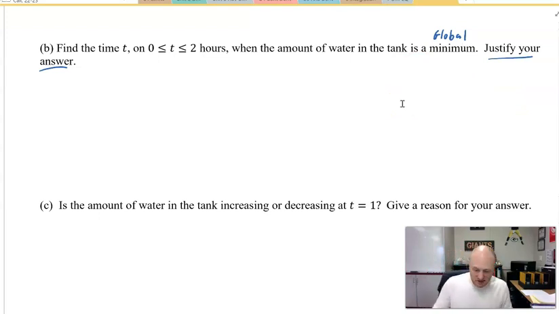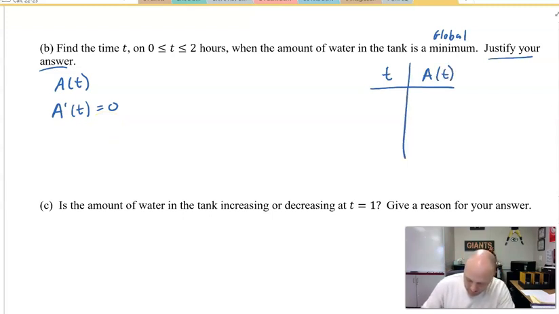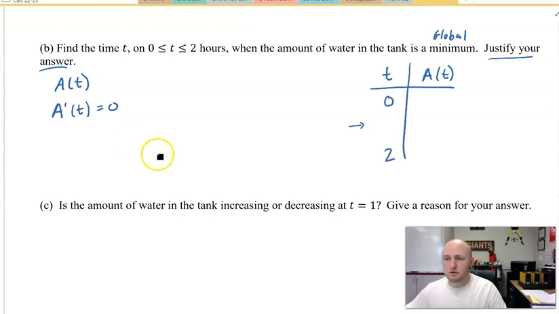Well, if I want the amount of water in the tank, A of t, what I need to do is take the derivative and set it equal to 0. This is going to give me a critical value, and then I want to evaluate that critical number, inserting it here, as well as the endpoints, 0 to 2. And I'm going to see which one of these is a minimum, which is a maximum, and then that will be my answer. So, okay, A prime of t.